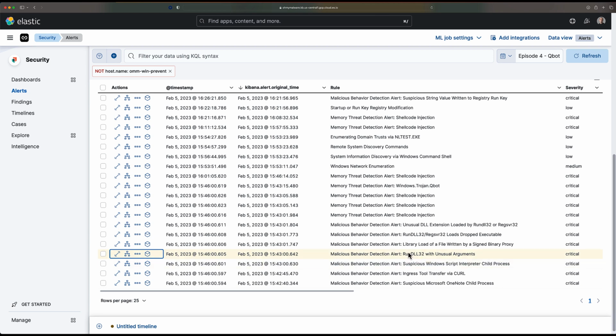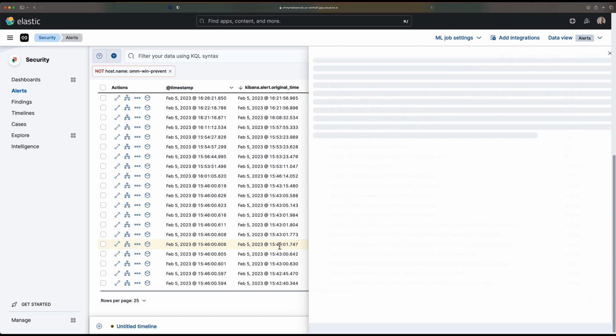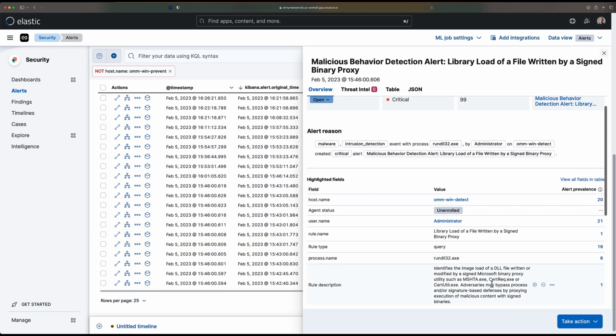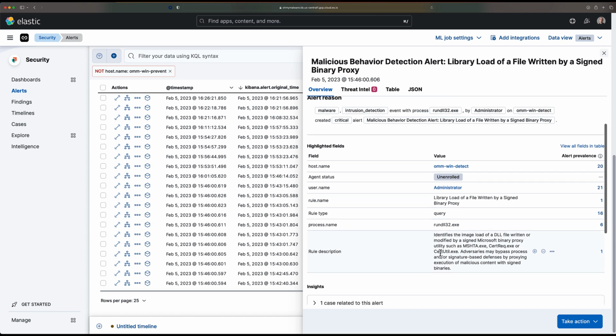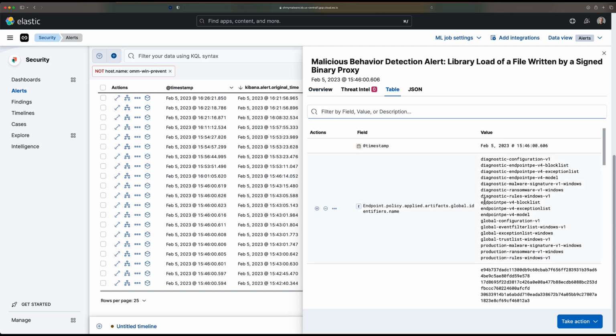Okay, and then we have library load of a file written by a signed binary proxy. Let's take a look here. Looking at the description, this identifies the image load of a DLL file written or modified by a signed Microsoft binary proxy such as mshta, certreq, or certutil. Adversaries may bypass processes and/or signature-based defenses by proxying execution of malicious content with signed binaries. So we know this happened, right? We saw that in previous rules.